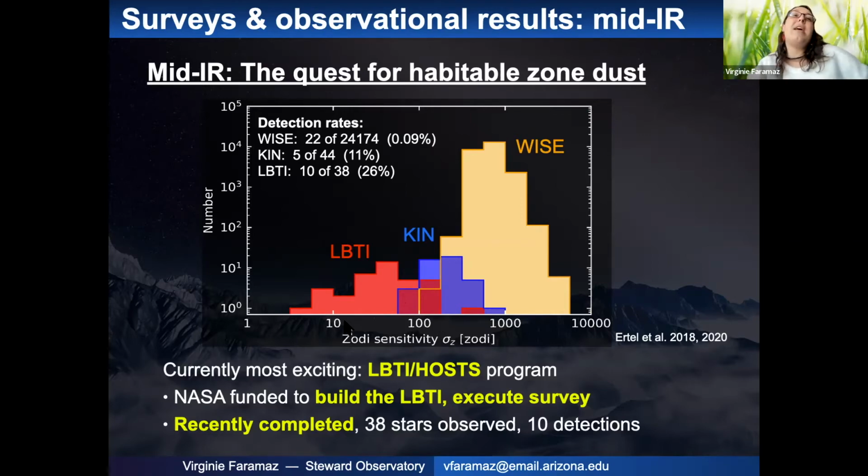NASA actually funded us to build the LBTI and execute a survey, because we want to know how to best design these future exo-Earth imaging missions, in order to observe planets and not just see dust. The survey has been completed. We observed 38 stars and had 10 detections, and it's all work that was published by Steve earlier in 2020.